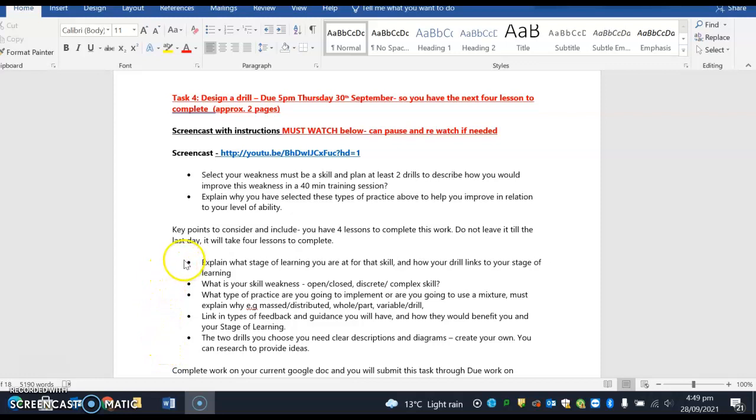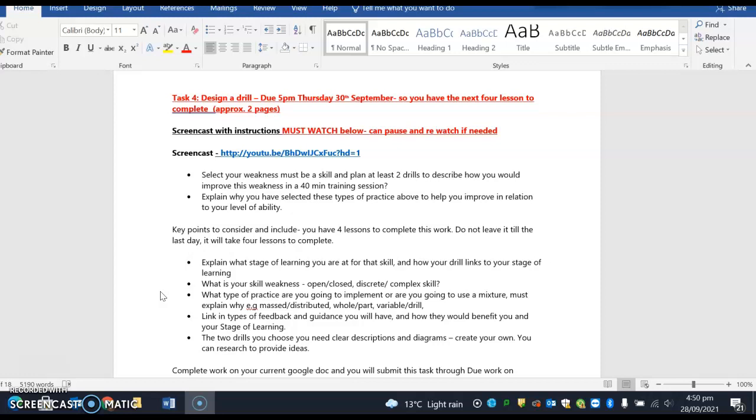Okay, so explain the stage of learning. You've got to think, what stage of learning am I at, and what drills will be effective for that? Think about, if I'm doing a drill, what's going to heavily affect that drill is the type of practice in that drill. So think, are you going to use mass, distributed, whole, parts, or variable practice in the drill? Those are the ones we showed you, and you should possibly have a little bit of all those in there, and explain why. If you're at the associative or the autonomous level, then you might have a bit more of one. And explain why you're doing it.